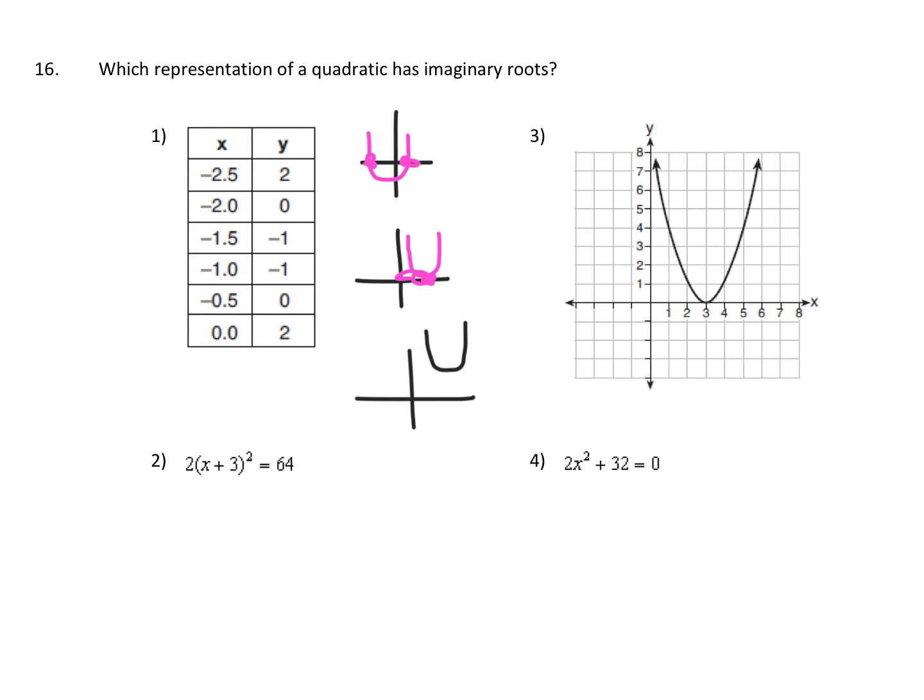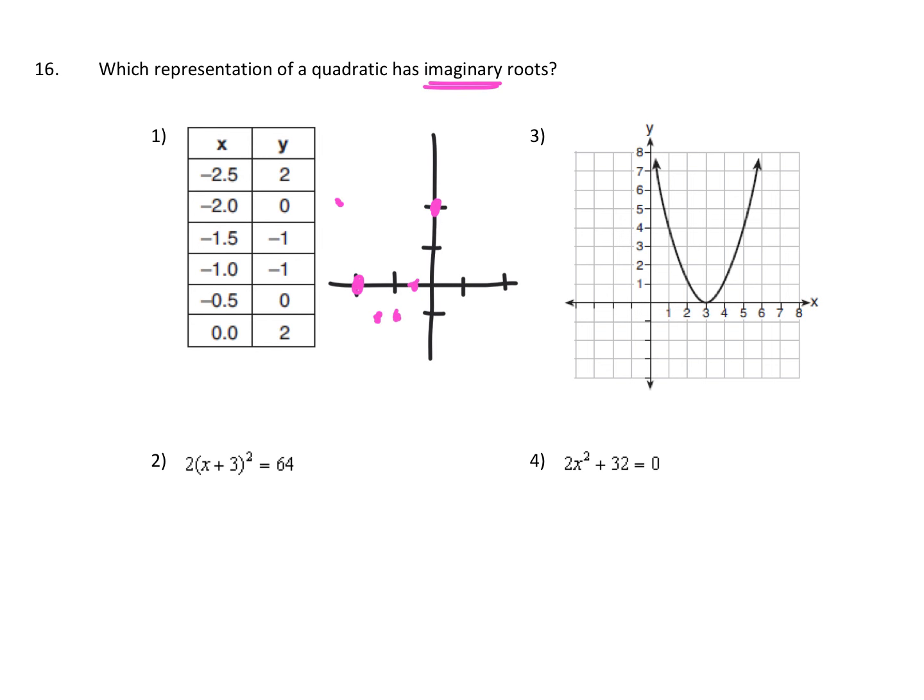Now, if it has imaginary roots, that means we're looking for this. It's not going to intersect the x-axis. This is one real root, two real roots, and this would be two imaginary roots. So we're looking for a graph that does not intersect the x-axis.